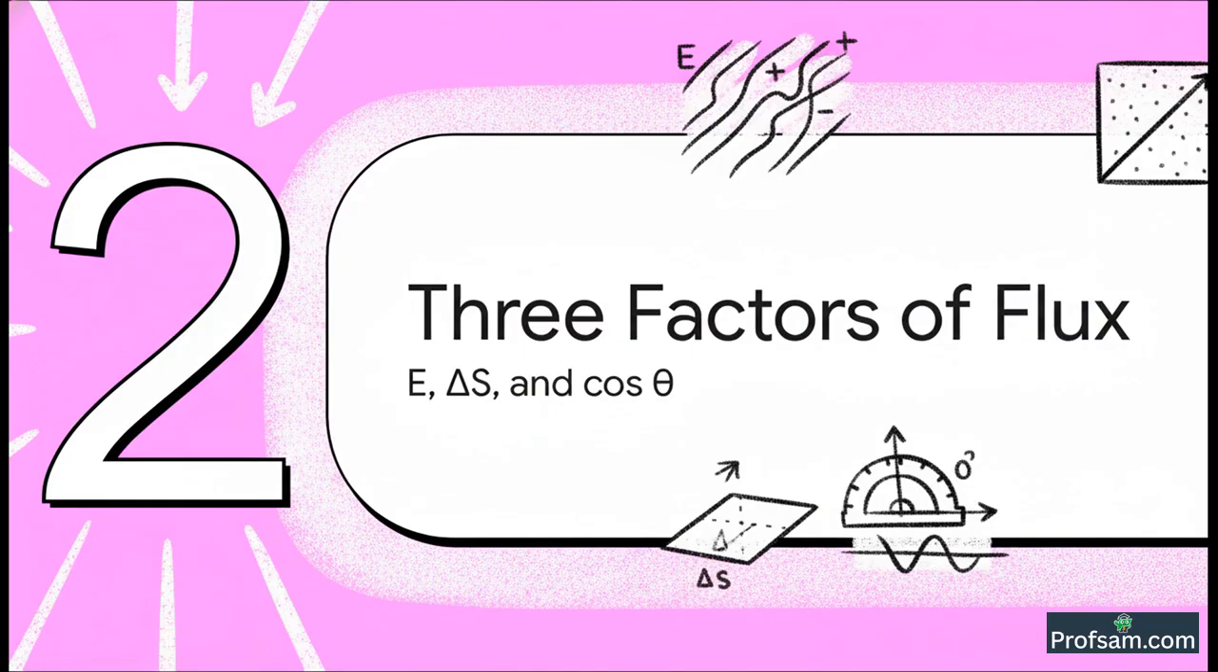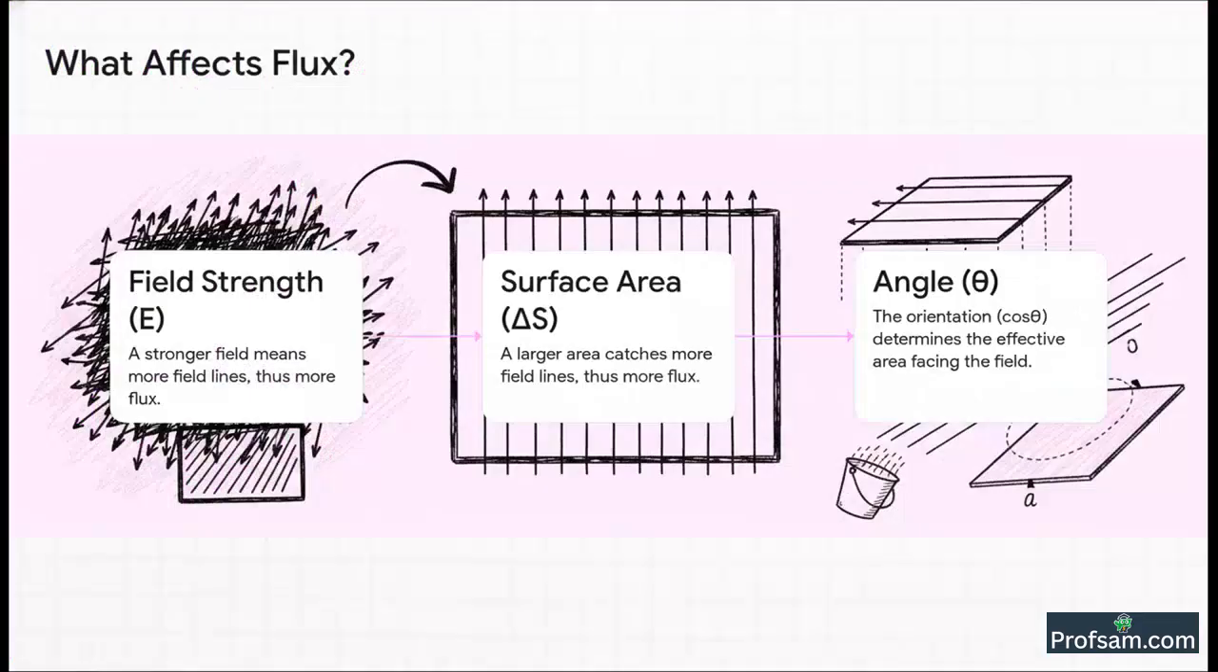So you see, that formula, E delta S cos theta, tells us a very clear story. The electric flux really just depends on three simple things. Let's break them down one by one. First, the field strength, E. If you have a stronger field, the field lines are packed closer together. They're more dense. So for the same area, more lines are going to pass through. More E means more flux.